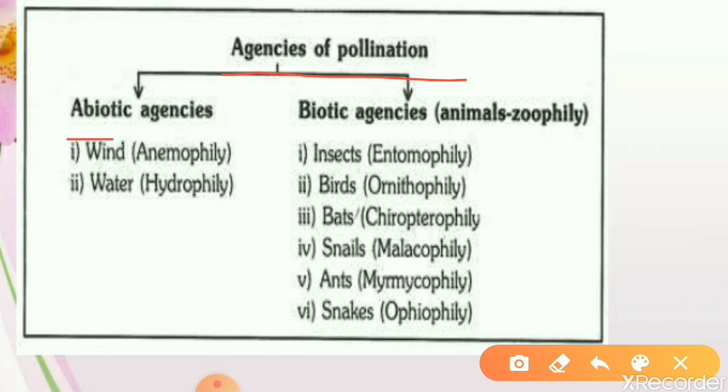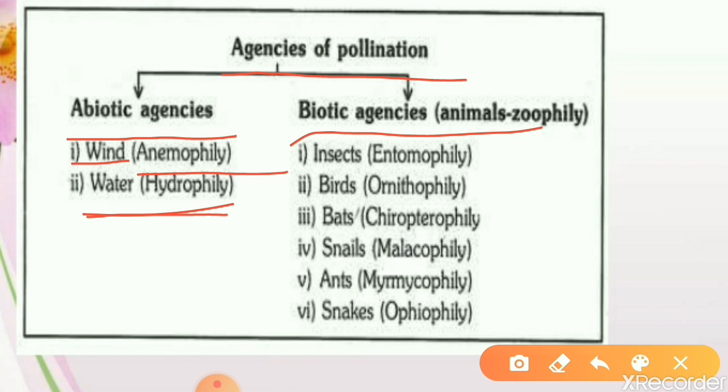First one is abiotic agencies. Second one is biotic agencies. What are abiotic agencies? The non-living agencies which help in pollination we can call abiotic agencies. They are wind and water. Wind pollination we can call anemophily, whereas water pollination we can call hydrophily. Biotic agency means the living agencies which help in cross-pollination.